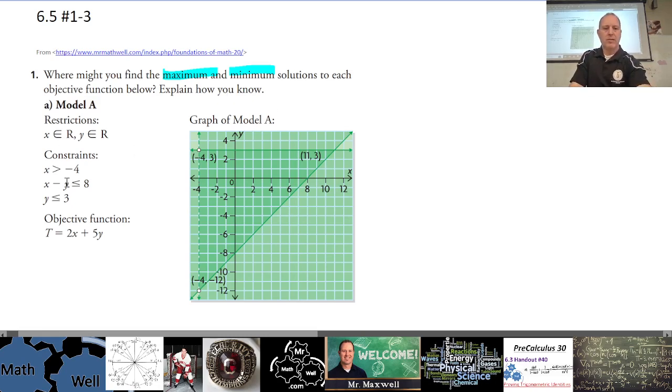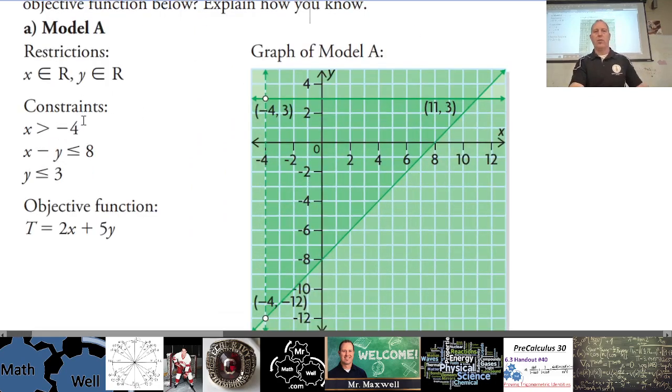And when we look at this, there are restrictions. So x and y are elements of all real numbers, so it's shaded in completely. The constraints are x is greater than -4. Notice it's not equal to, it's a dotted line. x minus y is less than or equal to 8. That's going to be this oblique, slanted line right here. And also y is less than 3, so that's this line here. So these are your boundaries.